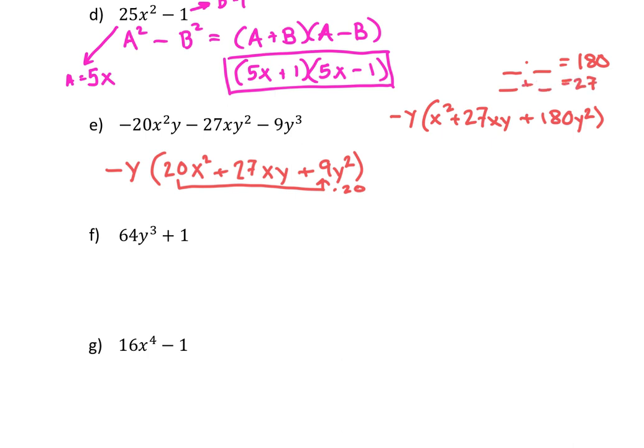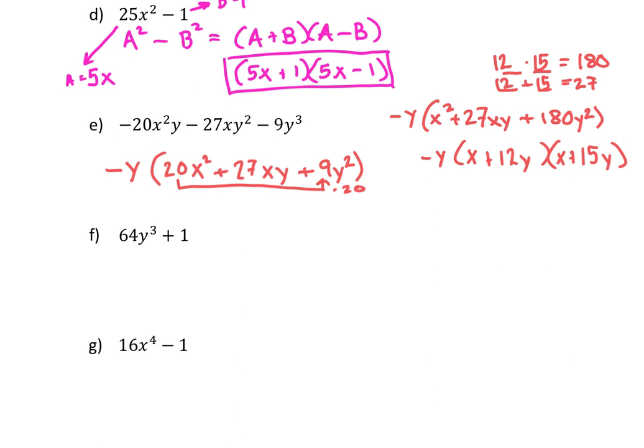So if you want to pause here and try and get those yourself, that's probably a good idea. This is a little bit harder. We have some obvious ones like 18 times 10, but that gives us 28, not 27. So once you get it, you can find that it's 12 and 15. So when we go to factor this, we get negative y times x plus 12y and x plus 15y.